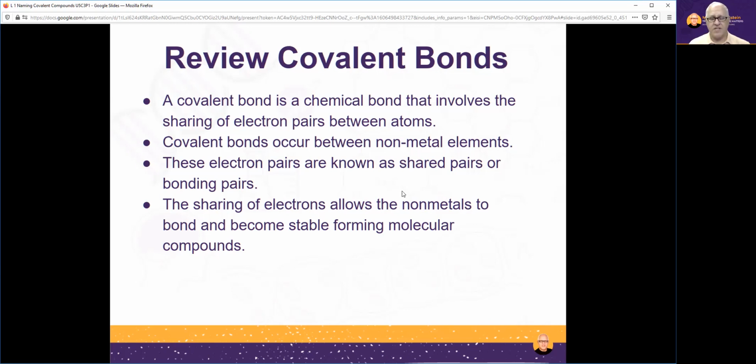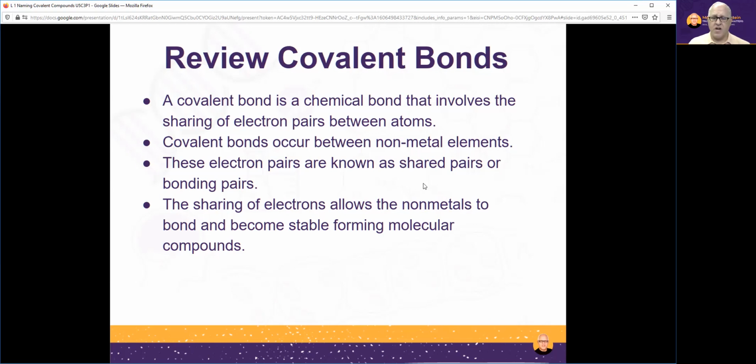And you can always identify a covalent bond or molecular bond by just looking at the elements and seeing, are they nonmetals? If they're nonmetals, then they're going to be a covalent or a molecular bond. If there's a metal and a nonmetal, that's an ionic bond. And we spent a lot of time on ionic bonds.